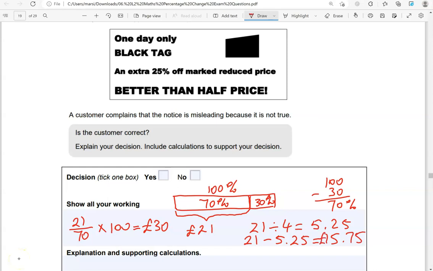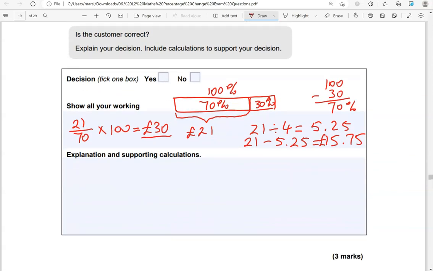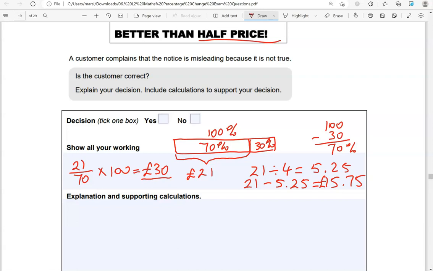So is that better than half price? Thinking that the original price was £30, the new price should be less than £15, and it's not. This is £15.75. The customer is also thinking like us, because they've complained that the notice is misleading because it's not true. So is the customer correct? We're going to say yes.